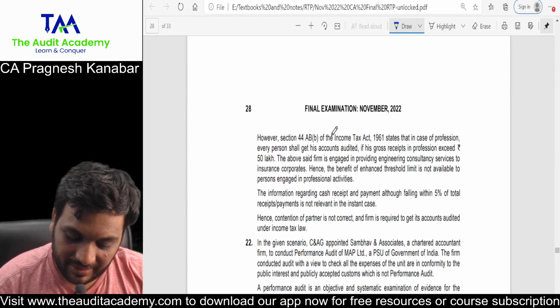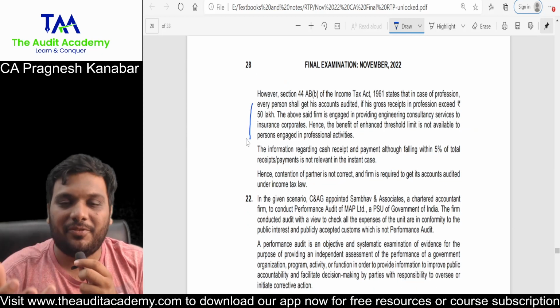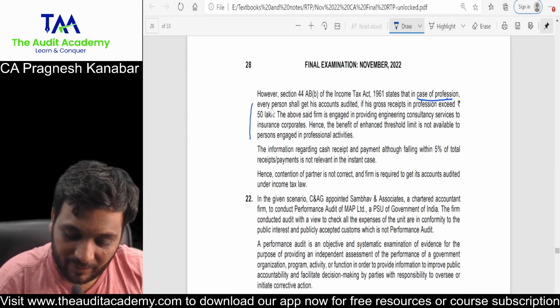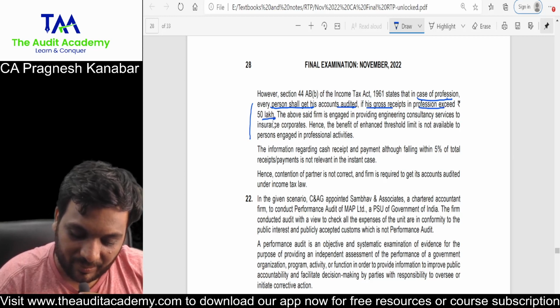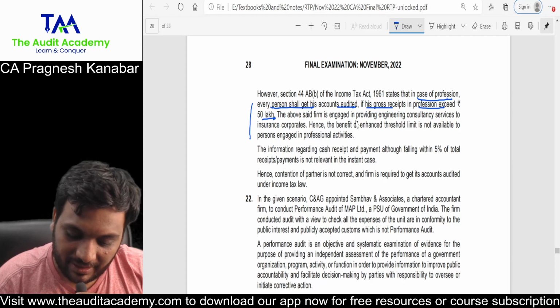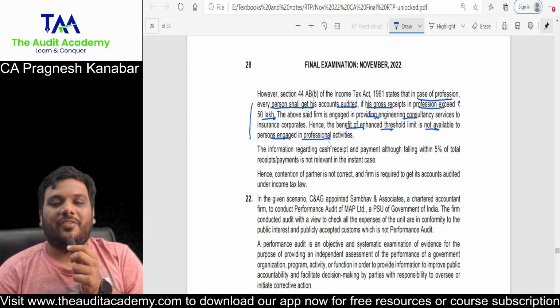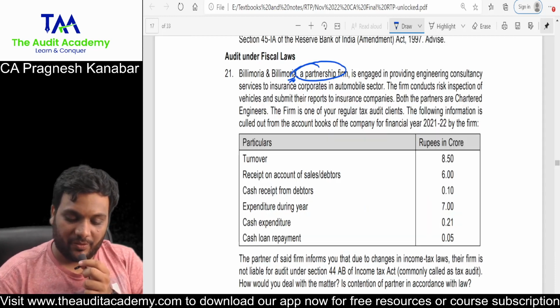That common sense is being tested over here. I haven't explained the full provision, but they are trying to explain that in case of profession, every person shall get his accounts audited if his gross receipts in profession exceed rupees 50 lakhs. The above said firm is engaged in providing engineering consultancy services. Benefit of enhanced threshold limit is not available to persons engaged in professional activities. This particular point they have questioned over here.